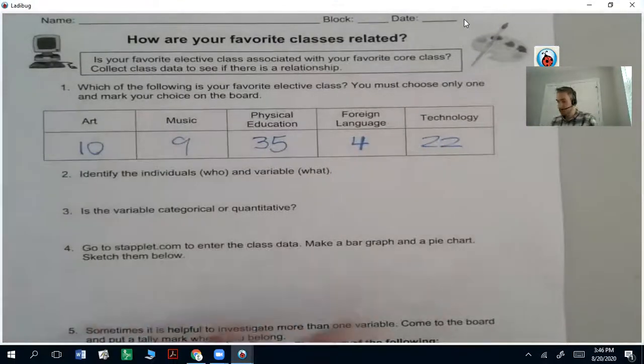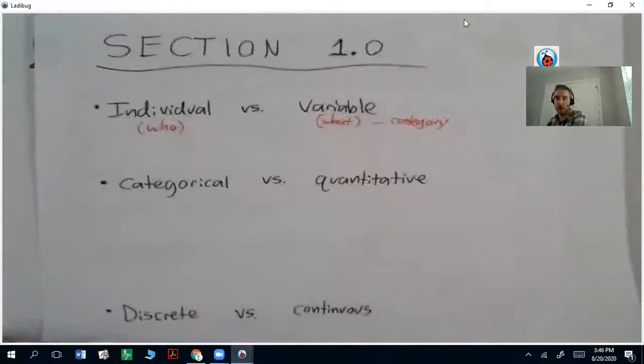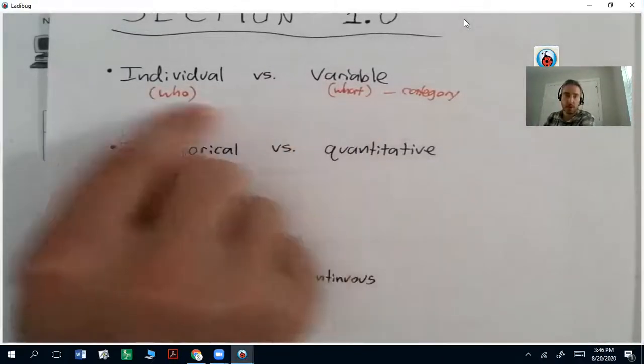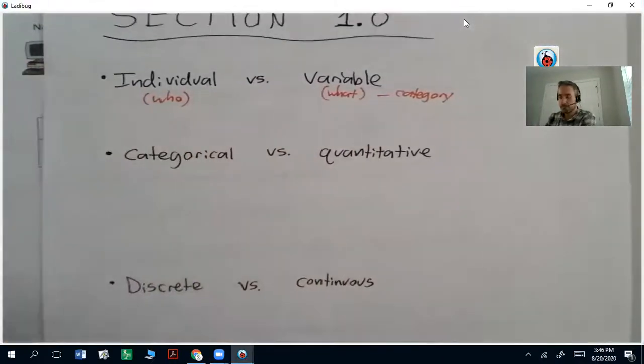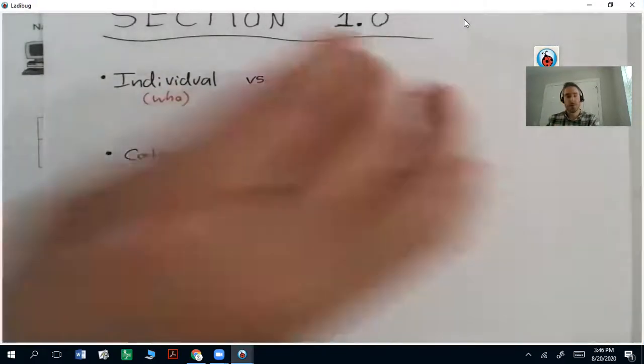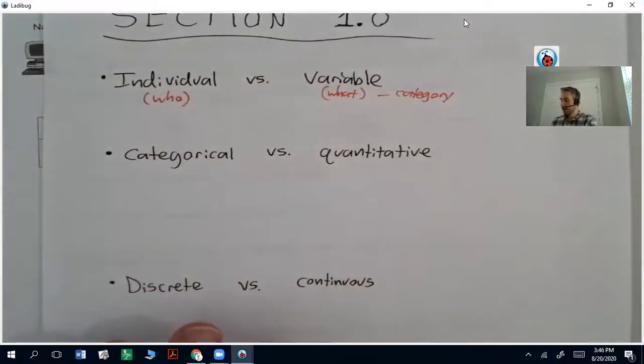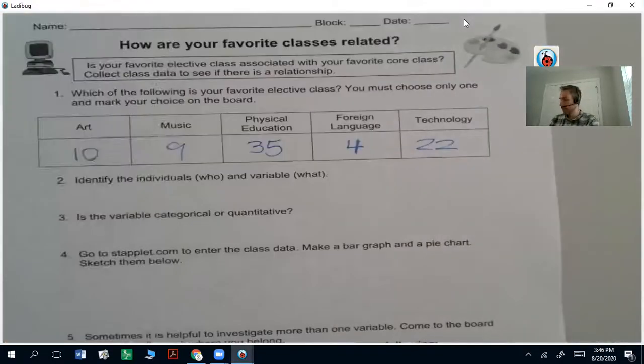Okay, so in section 1.0, we want to talk about individuals versus variables. Individuals are people, or basically the small items that you get the data from, and then the variables are the different categories. It's the what. So the individual's the who, the variable's the what. Important to know to be able to recognize the difference between them.